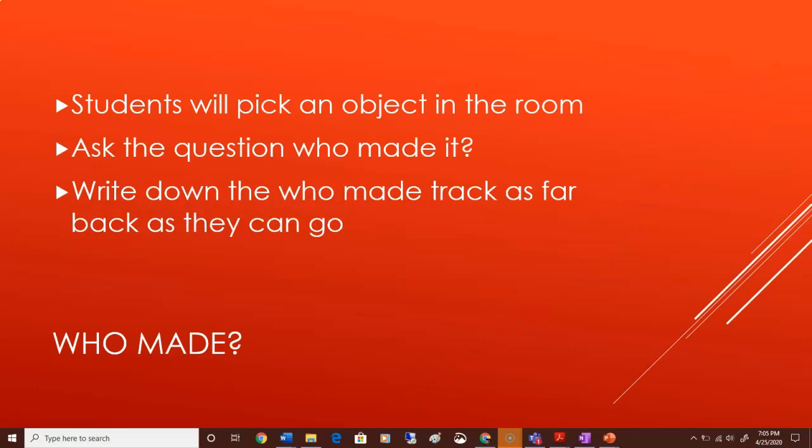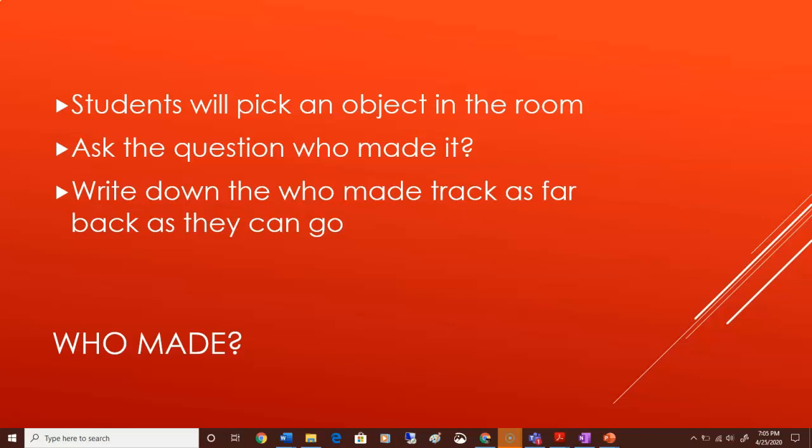This is kind of a summarized version, but the first thing I'm going to ask you to do is question who made it, and then write down as many as you can who made it, and go back as far as you can go. So for example, the chair. The chair was made by a factory in IKEA, which was made by the owner of IKEA, who was made by his parents, his grandparents, etc. And see how far back you can go.